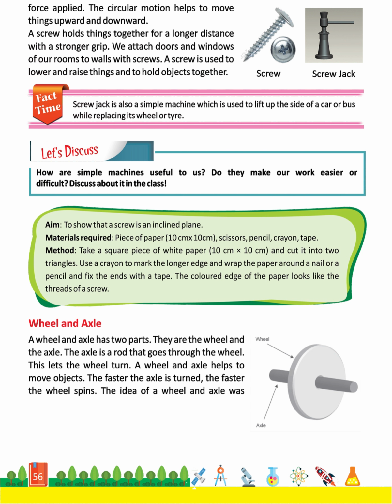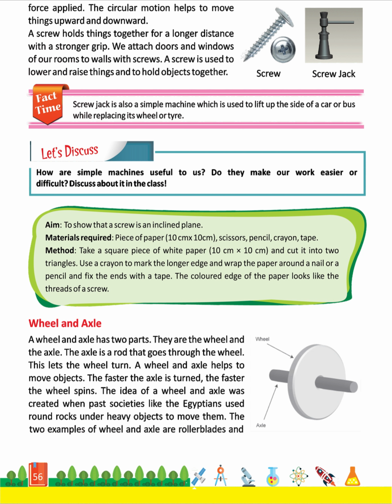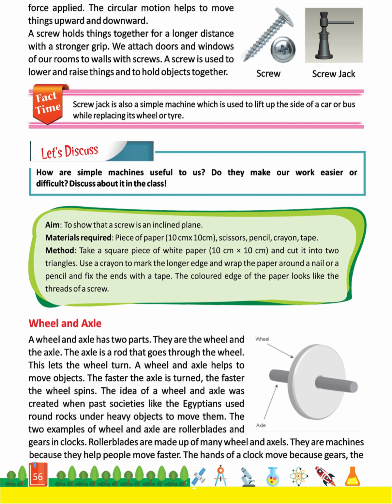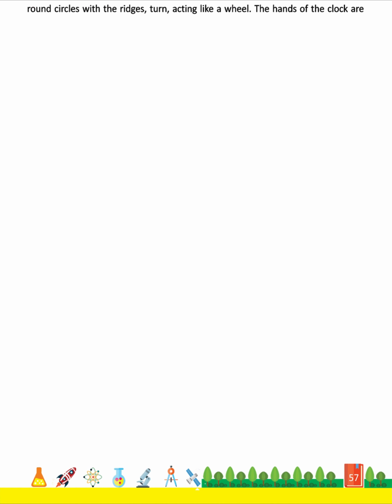The idea of a wheel and axle was created when past societies like Egyptians used round rocks under heavy objects to move them. The two examples of wheel and axle are rollerblades and gears in clocks. Rollerblades are made up of many wheels and axles. They are machines because they help people move faster. The hands of a clock move because gears, the round circles with the ridges, turn acting like a wheel. The hands of the clock are therefore the axles.